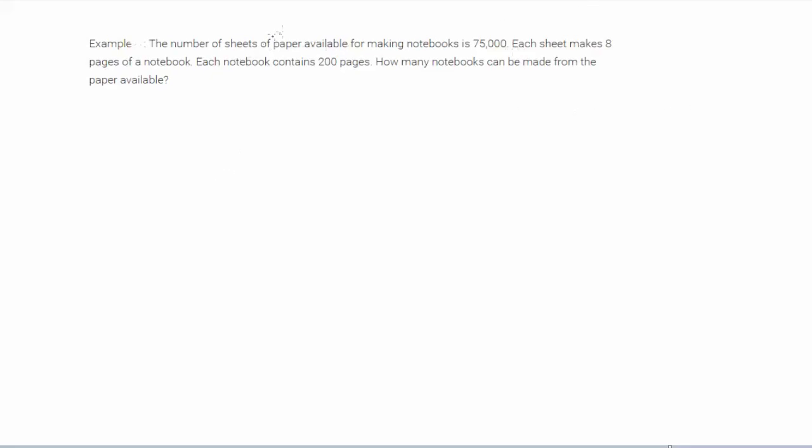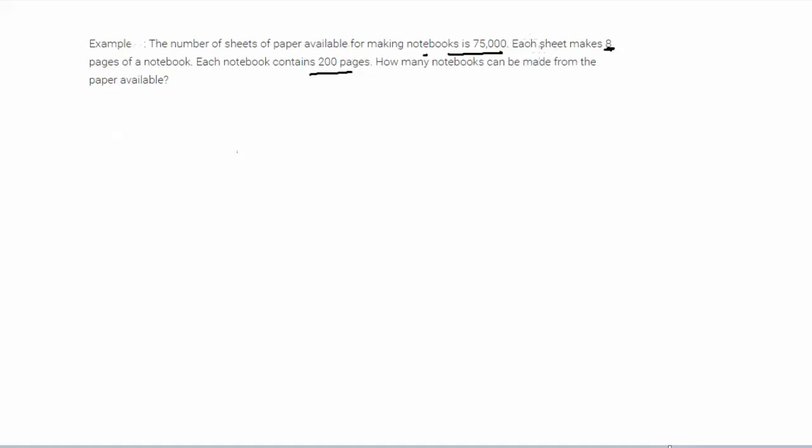So now let us solve this example. The question goes like this. The number of sheets of paper available for making notebooks is 75,000. Each sheet makes 8 pages of a notebook. Each notebook contains 200 pages. How many notebooks can be made from the paper available? So as I said, underline the important numbers and terms. The total number of sheets they have is 75,000, and each sheet makes 8 pages and each book contains 200 pages. So how many notebooks can be made from the paper available? That's what you gotta solve.